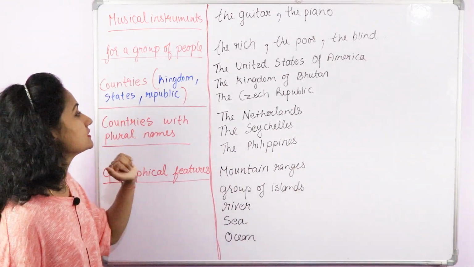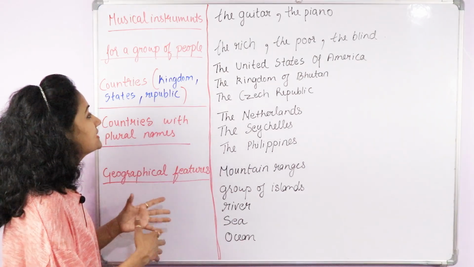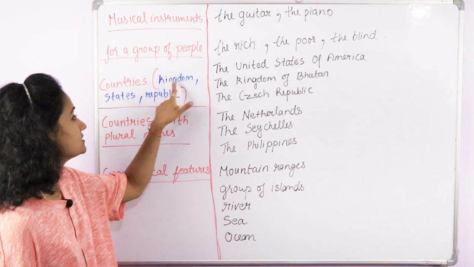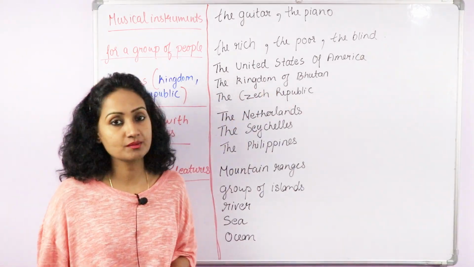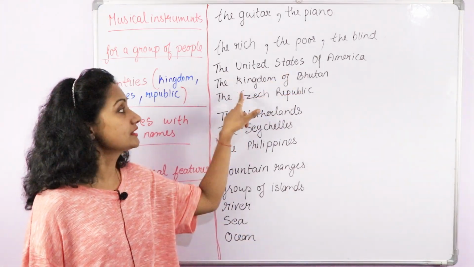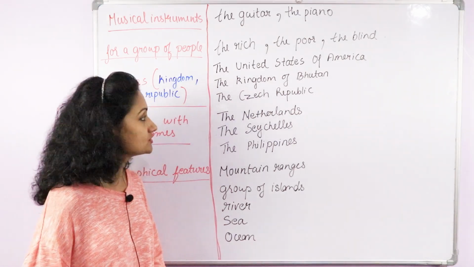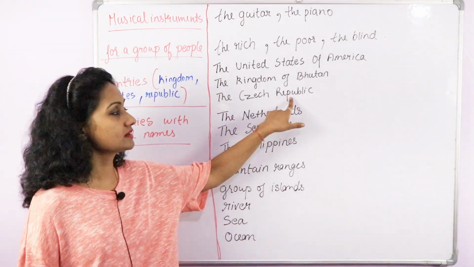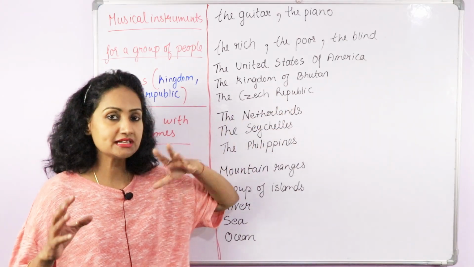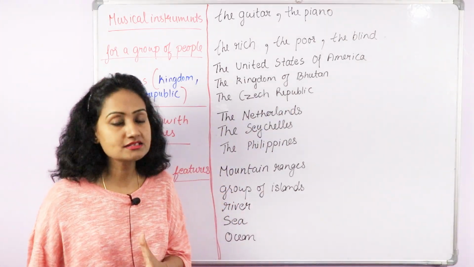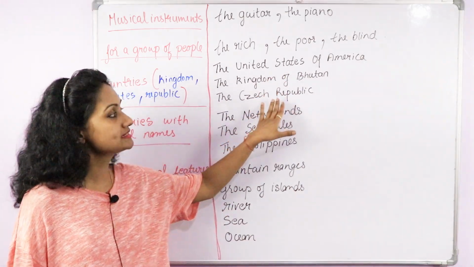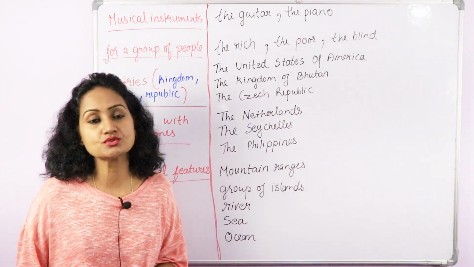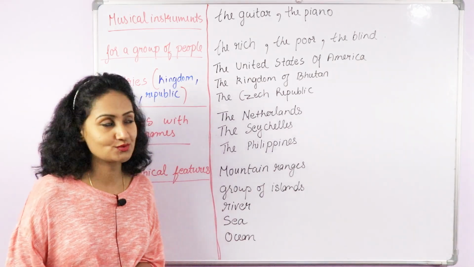Next, we use the article with countries whose names include these three words: kingdom, states and republic. The United States of America, states. The Kingdom of Bhutan, kingdom. The Czech Republic, republic. So just keep these three words in mind, and whenever you find countries with these three words, you will have to use the article with those countries.